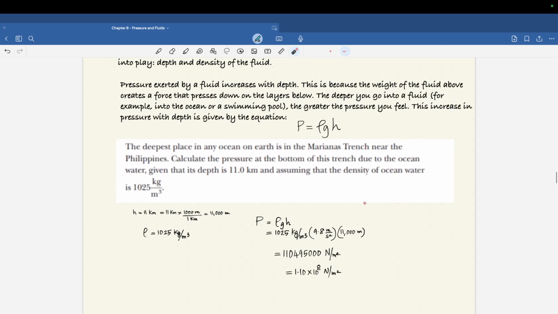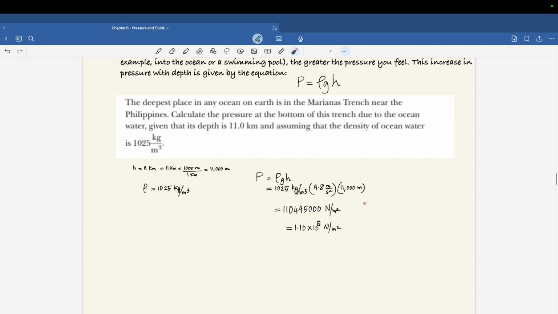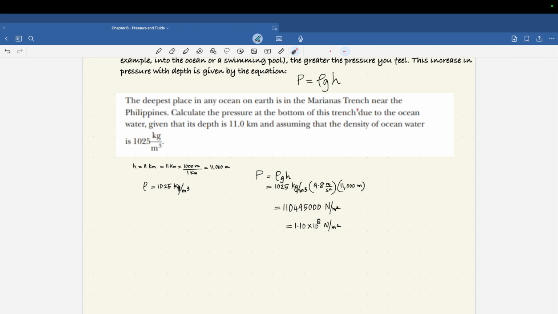All right. Let's use this equation and calculate the pressure in the Marianas Trench, which is near the Philippines. That's the deepest part of the Pacific Ocean, or actually any ocean on the earth. And the pressure is going to be high. We're going to calculate it. The depth is 11.0 kilometers. Now we can't use kilometers, so you got to change that into meters. And the density of ocean water is slightly more than that of water. Water would be 1,000 kilogram per meter cube. Ocean water has dissolved salts in it. That's why it's 1,025.